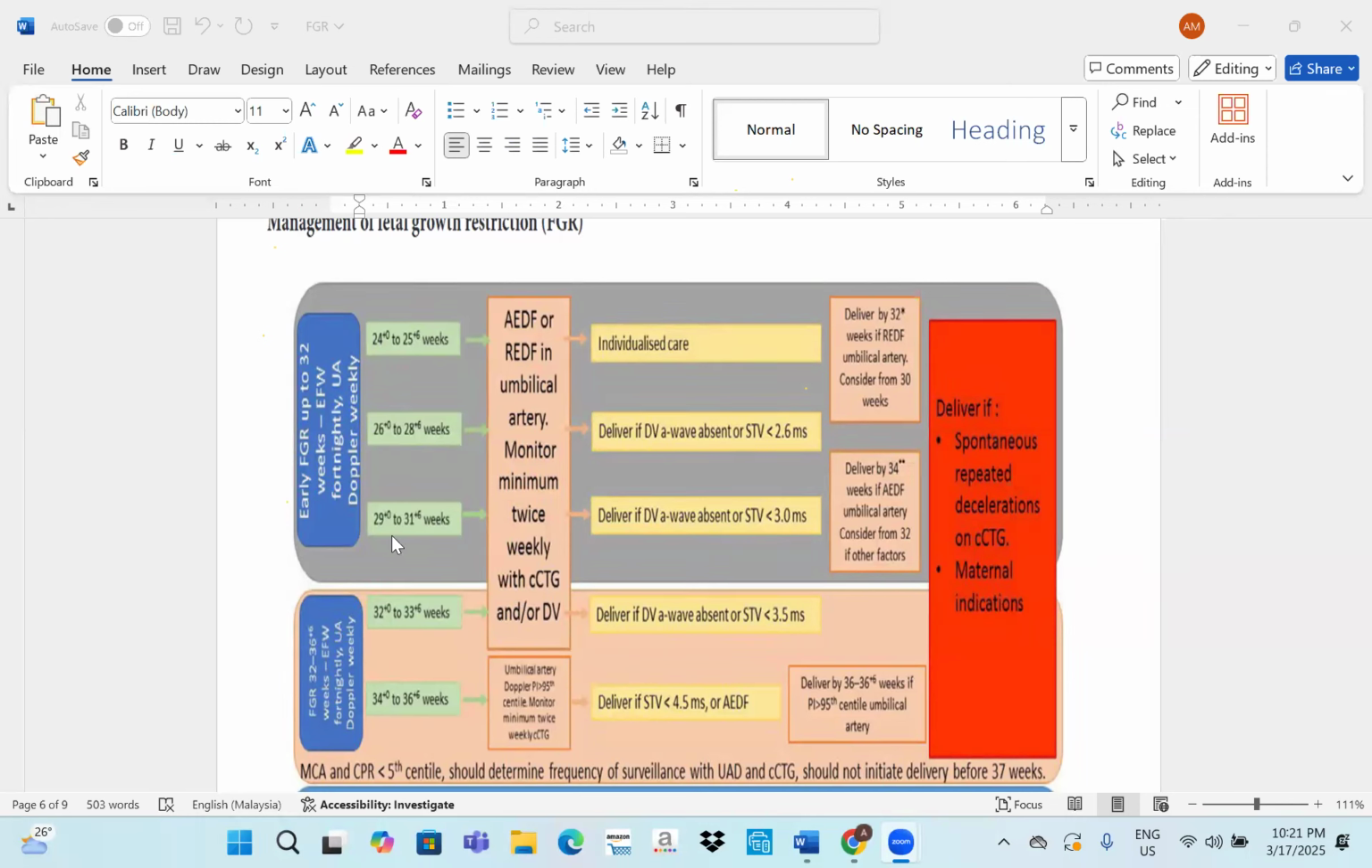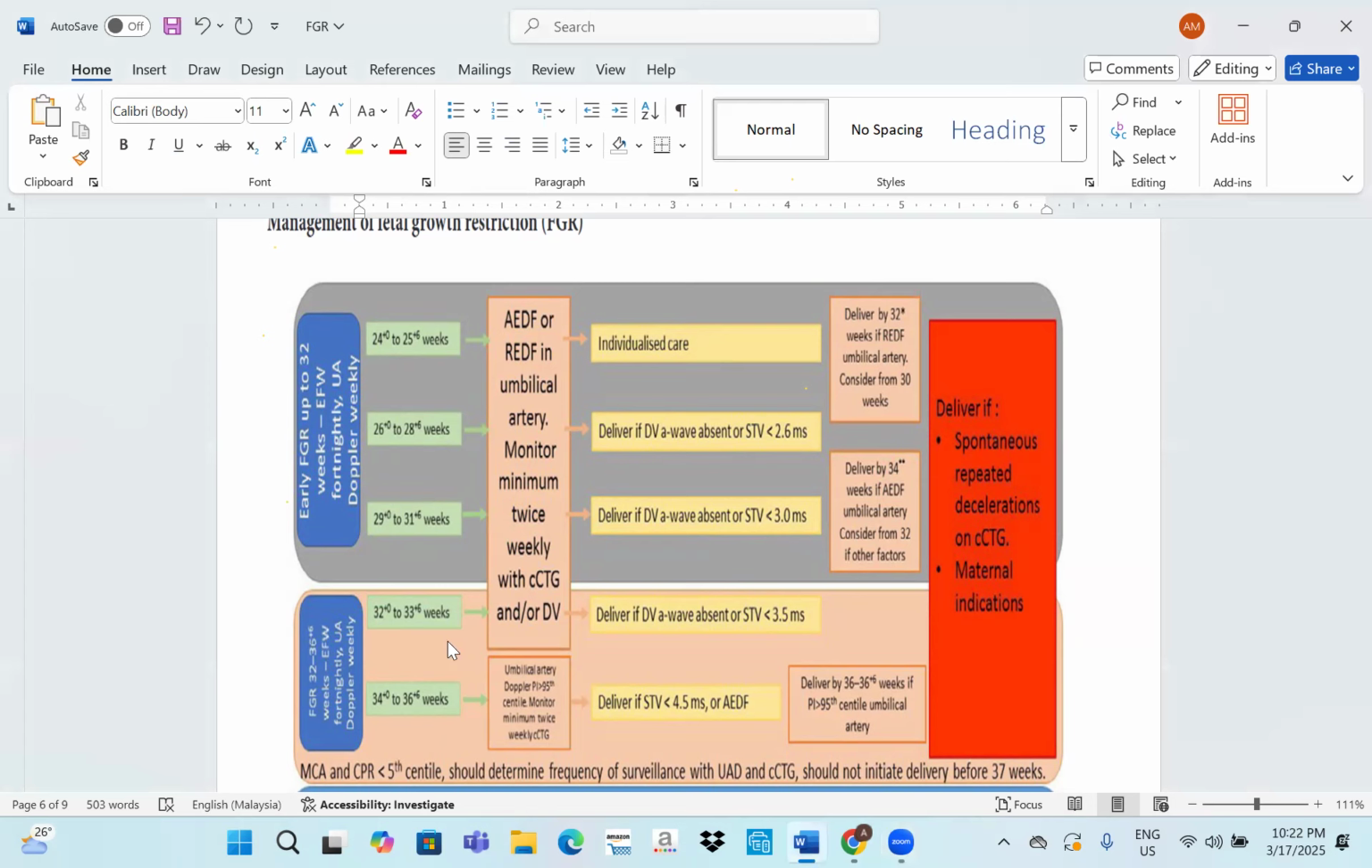Still, you will monitor these patients with 2 to 3 times per week umbilical artery Doppler, computerized CTG, and ductus venosus Doppler. And once this patient reaches 32 weeks, you will deliver this patient, or you can consider from 30 weeks. Is this clear? Or if it's not clear, I'm repeating again because this is very important. Clear? Yes, it is absent and reverse both.